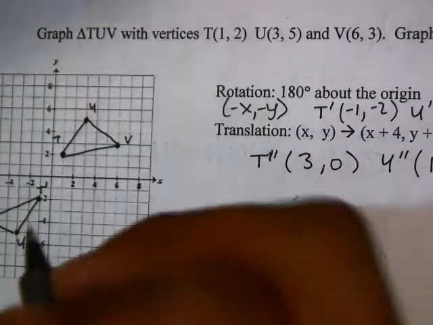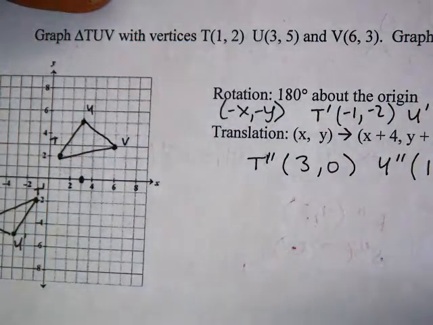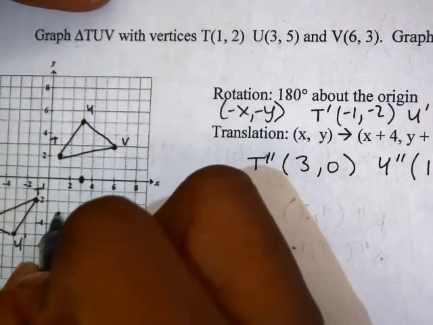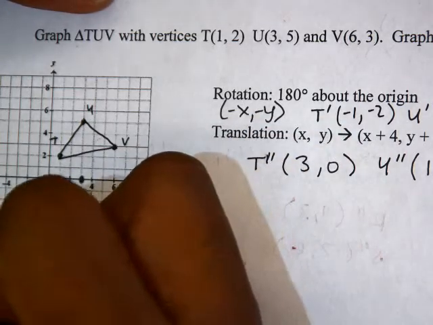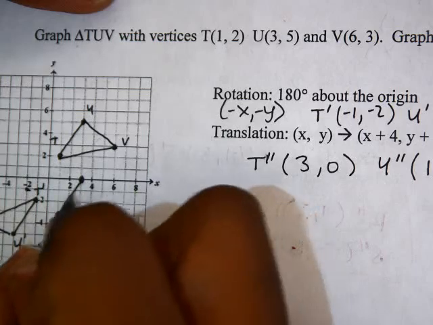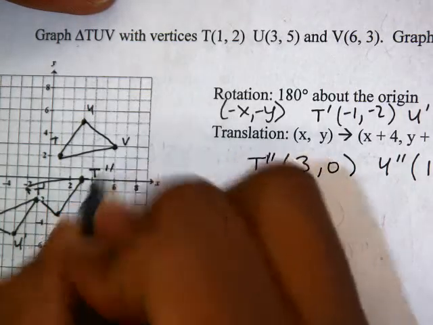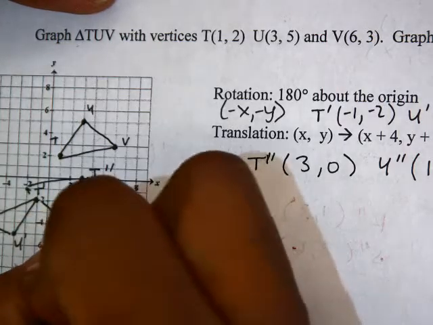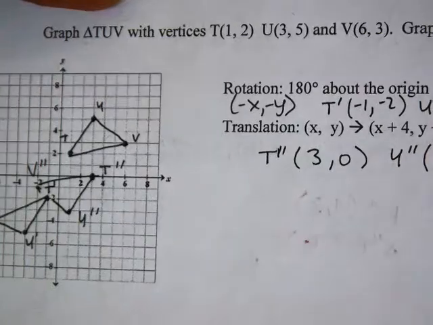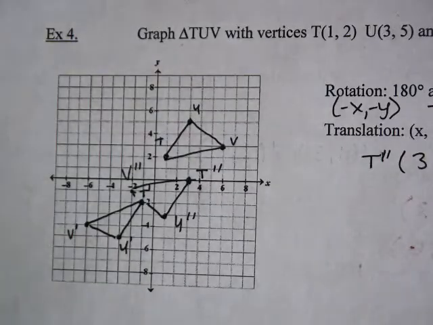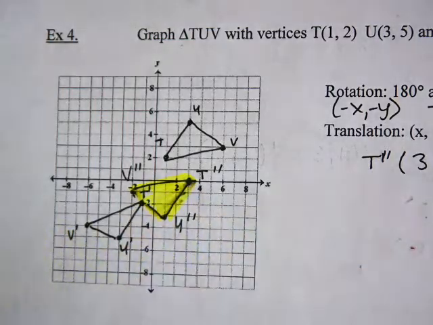Let's go ahead and graph where that final result would be. 3, 0 is here. 1, negative 3 is here. Negative 2, negative 1 is over here. So this is T double prime, U double prime, and V double prime there. So this is our final answer after all the transformations.